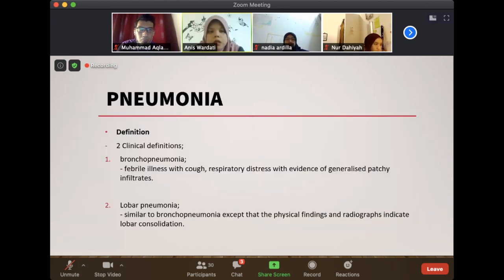The last one is pneumonia. Pneumonia is clinically divided into bronchial pneumonia and also lobar pneumonia. Bronchial pneumonia presents with breathlessness with cough, and they also have respiratory distress. If generalized, on X-ray you can see it is generalized. Lobar is similar, but on radiograph there is only local consolidation, not general.